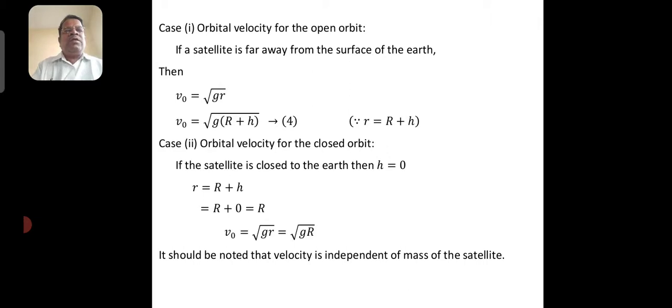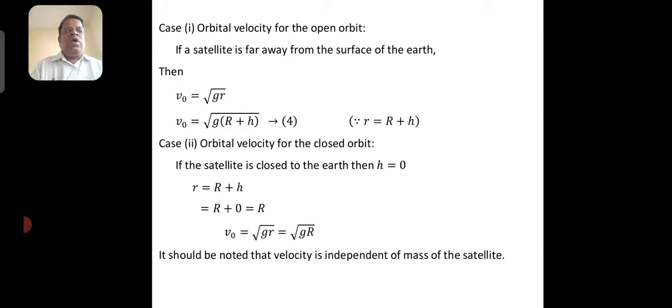Case 1, orbital velocity for the open orbit. If a satellite is far away from the surface of the Earth, then v0 equals root of g small r. v0 equals under the square root g into R plus h, because radius of the orbit equals radius of the Earth plus height of the satellite above the surface of the Earth.